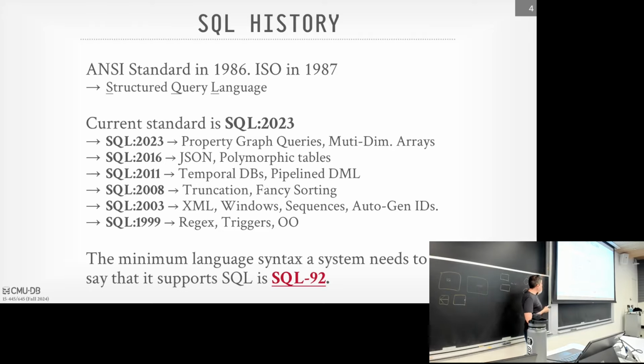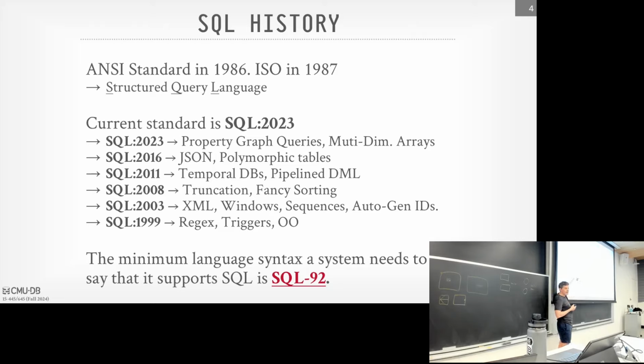Even though it was standardized in '86, there have been a bunch of new updates to the spec that have come out every so often. And the last one actually came out last March in 2023, right? And you can kind of see here over the years the various features that they've added, because they're addressing the changes in how people write applications and what features they would want in a query language or databases.